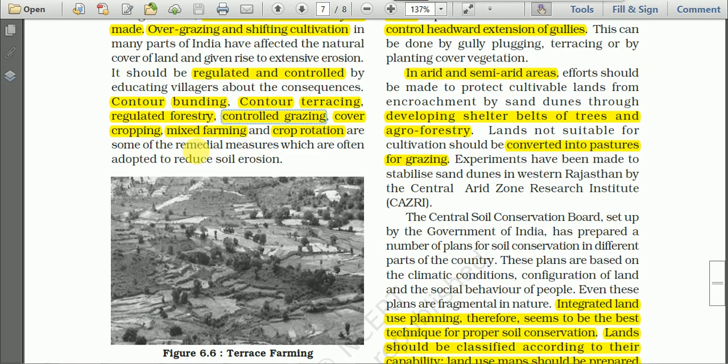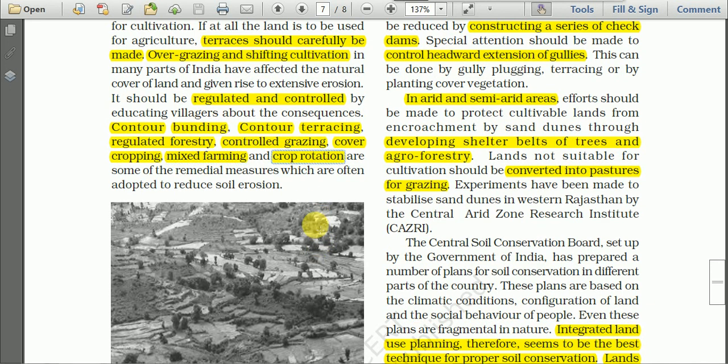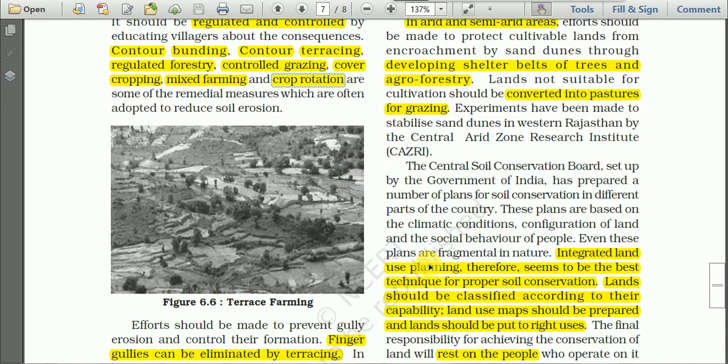And then other methods are there. Cover cropping: we cover the slopes with grasses and crops so that erosion can be checked. Then mixed farming, that is rearing animals side by side with the cultivation of crops. The cow dung and animal excreta can be used as manure in the field. Thus the degradation of the soil may be checked after the application of manure. Then crop rotation can be done. So these are the different measures to reduce soil erosion and for soil conservation in India.